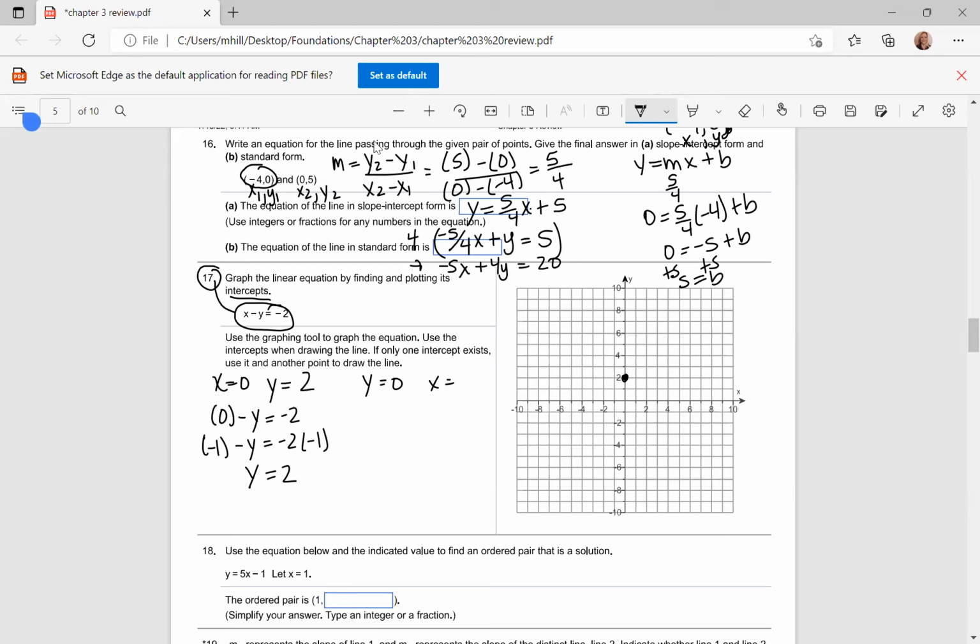And then if I want to use the same equation, but this time I'm plugging in 0 for y, x minus 0, well, that's just x. So x is equal to -2. I would have a point at (-2, 0). And then I would plot those points, and I would draw my graph.